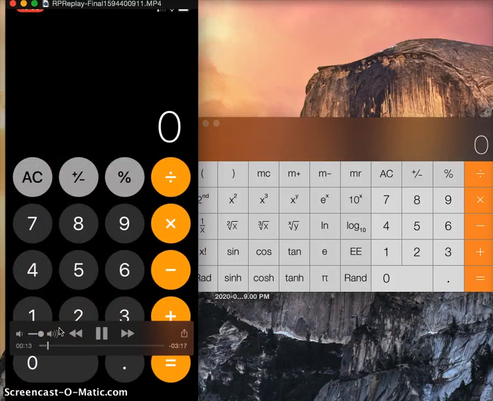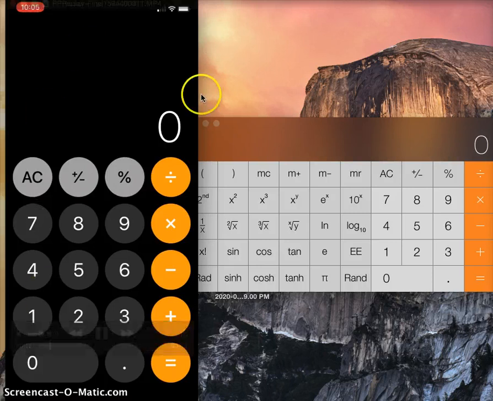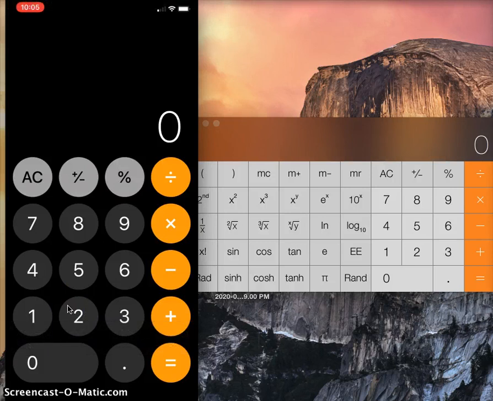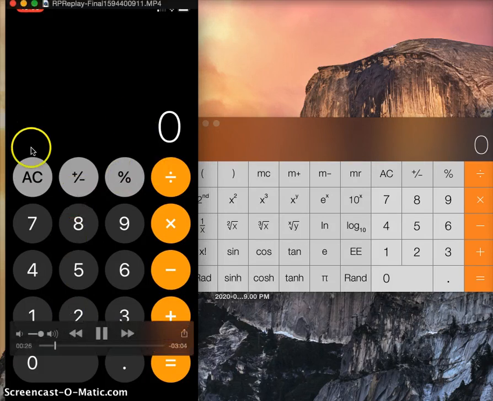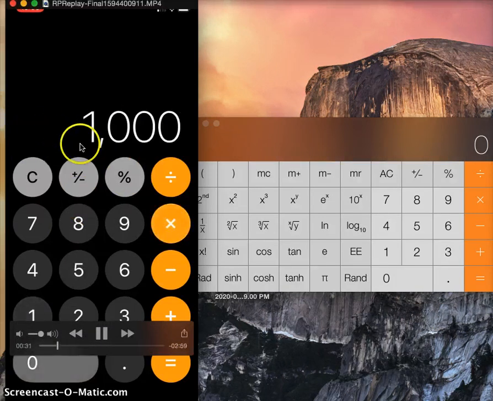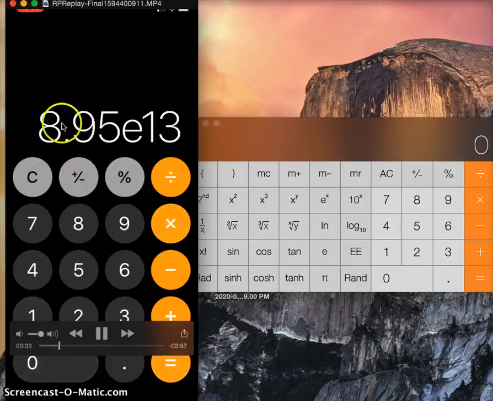So when you open up your calculator, it's important to keep it in the up and down mode like this, not turning it to the side. And that's because when you enter in a number, you have less space on this screen, and that's important. So if I enter in a number like I just did and multiply it times a big number, I'm going to get something like this, which is 8.95 E13.